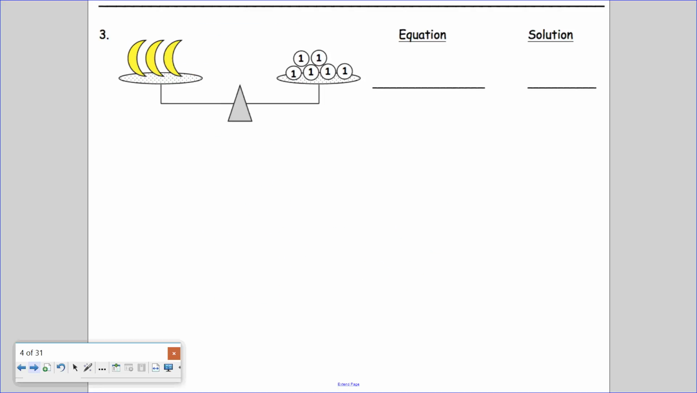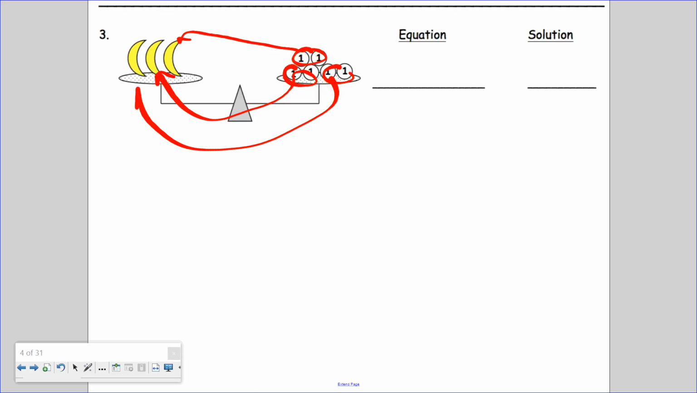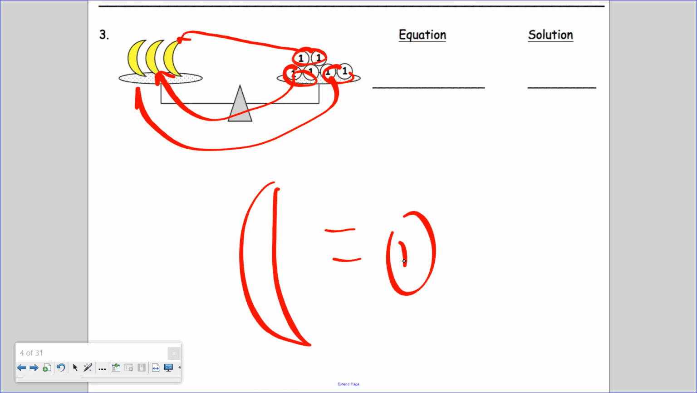All right, next one. We have 3 bananas is equal to 6 sticks. So how many 1 balls go to each banana? We have 6 of them. We need to divide it into 3 groups. This goes here, this goes here, this goes here. So a banana is equal to 2 1 balls.